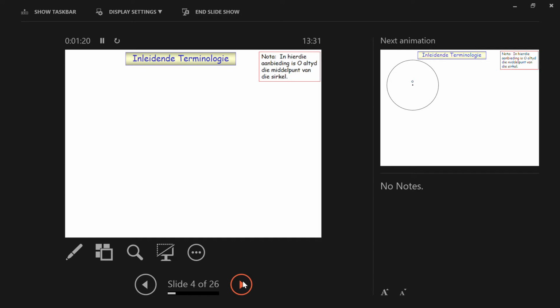Okay, so we talked about the terminology, and we said that in all these slides, when you see O, it basically indicates the midpoint of that circle.